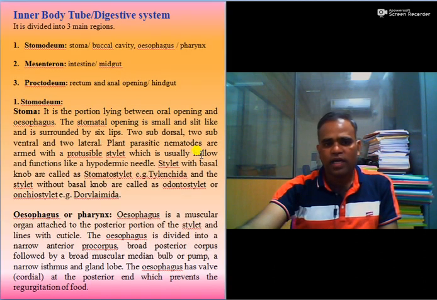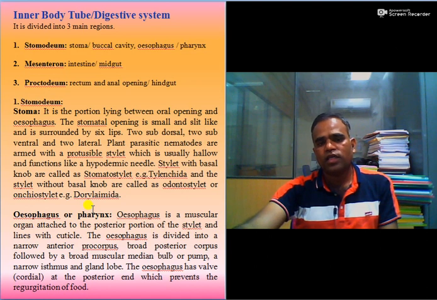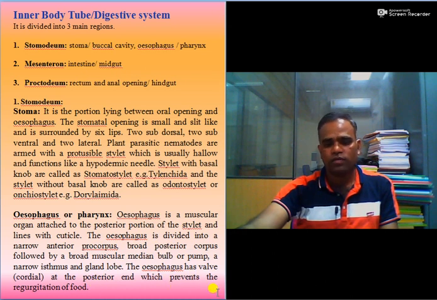Then the second part of the stomatium is the esophagus or pharynx. The esophagus is a muscular organ attached to the posterior portion of the stylet and lined with cuticle. The esophagus is divided into a narrow anterior procorpus, a broad posterior corpus, followed by a broad muscular median bulb or pump, a narrow isthmus, and a gland lobe. The esophagus has a valve at the posterior end which prevents regurgitation of food.